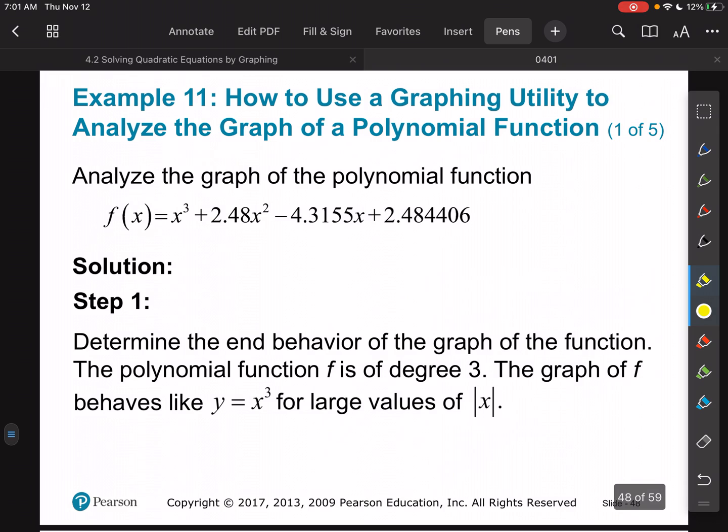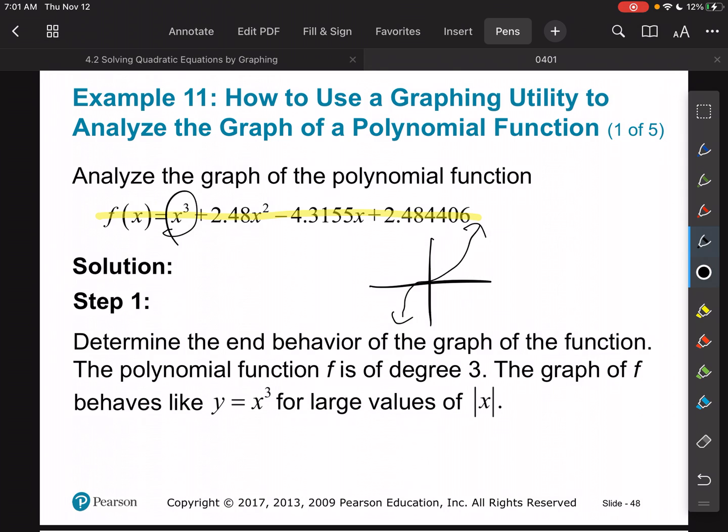Last example is this: how to use a graphing utility to analyze the graph of a polynomial function. Okay, so what they want you to do now is graph this right off the bat. So if you put this into your grapher, or you can put it into Desmos for all I care, it doesn't matter. Before you do that, we know that it's going to act like x to the 3rd. So in general, it's going to do something like this. Okay, so we know that's going to happen.